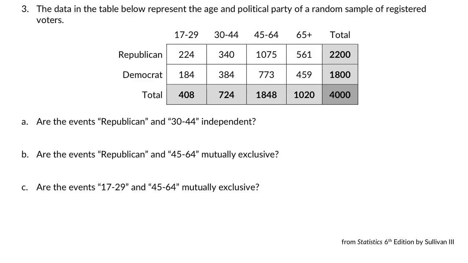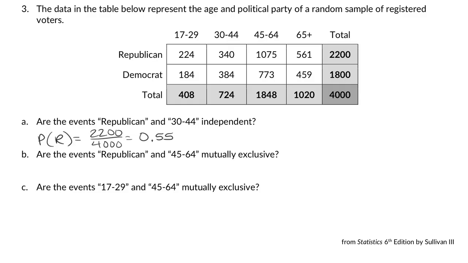So let's do the easy one first. What is the probability that we find a randomly selected individual and they're Republican? What's the total? 2,200. I wrote the wrong number. 2,200. Over the total, which is 4,000. We'll fast forward because you can put things in your calculator. That's 0.55.